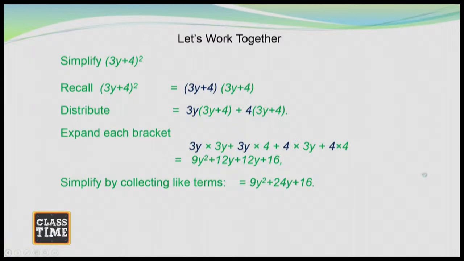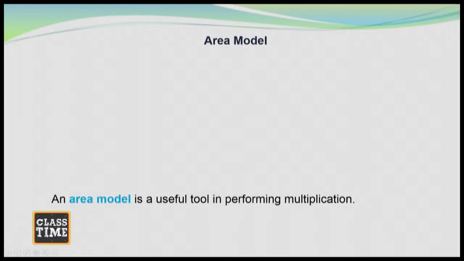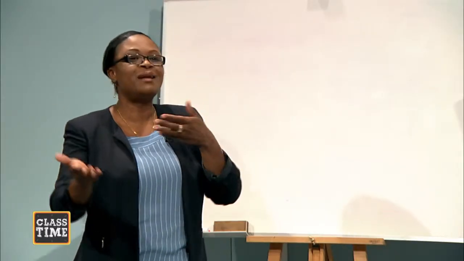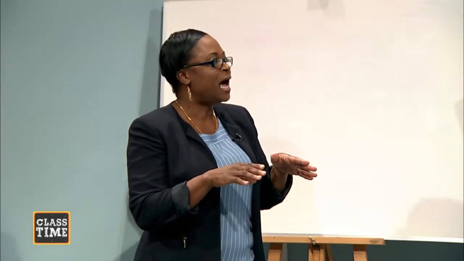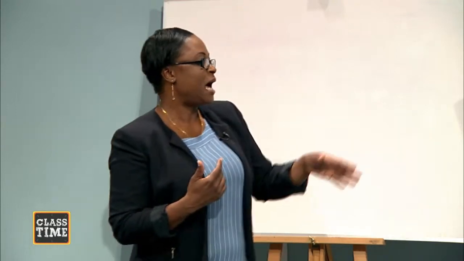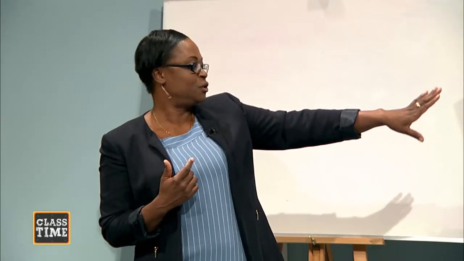So we're just going to look at another tool to simplify binomials. Now, this is the area model, and it is useful for performing multiplications generally, but we are adopting it as we multiply binomials. When you think of area, going back to primary school, you're thinking of surface coverage. And so we're using a rectangle to highlight this concept. And so this is what we have to be multiplying.